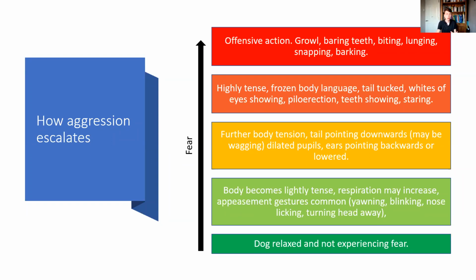And particularly in those first two categories, the more we can see and identify some of those signs and get our dogs out of that situation early, the better, because you're going to prevent the dog relying on those more extreme responses. So that's when we start to see our dog becoming highly tense, that frozen body language, that tail tucking in. This is when a bite's getting really quite close. Whites of their eyes showing, things like piloerection, which is when their hair stands on end. Their teeth showing, staring. And then finally we get onto that kind of offensive action, so things like growling, baring their teeth, biting, lunging, snapping and barking.